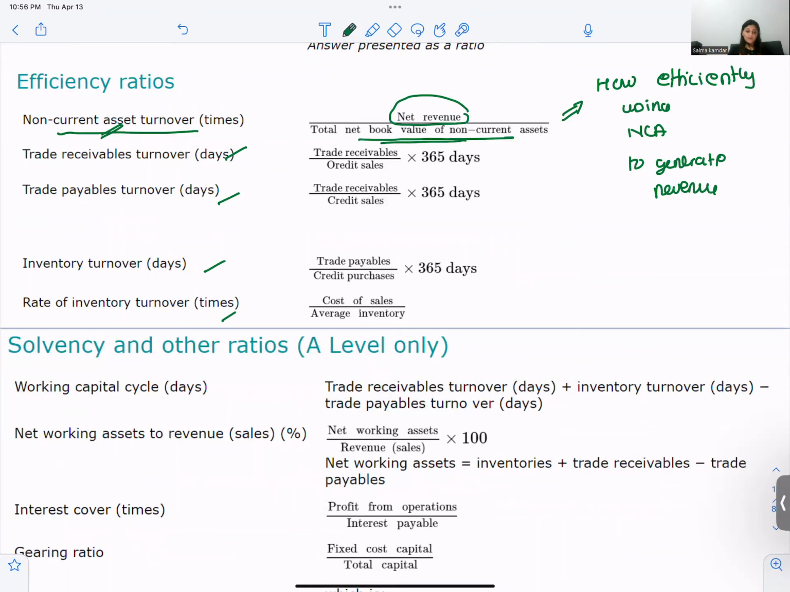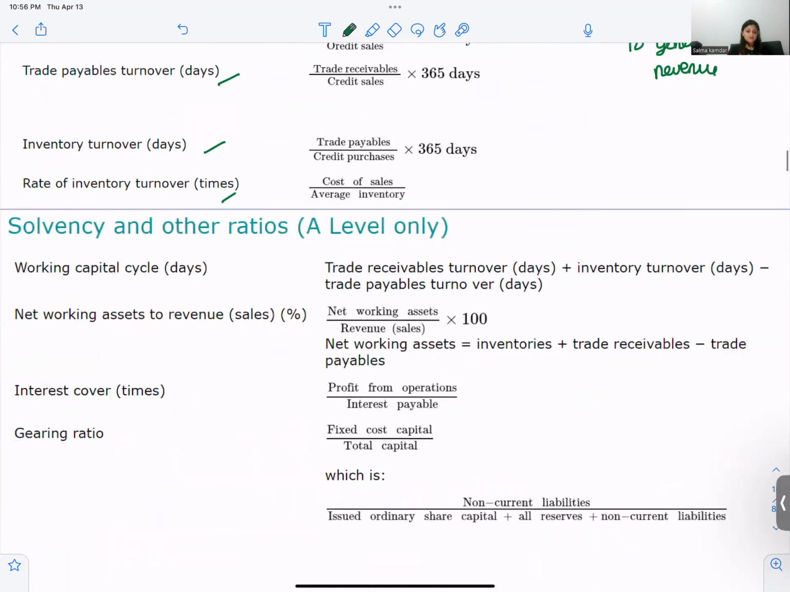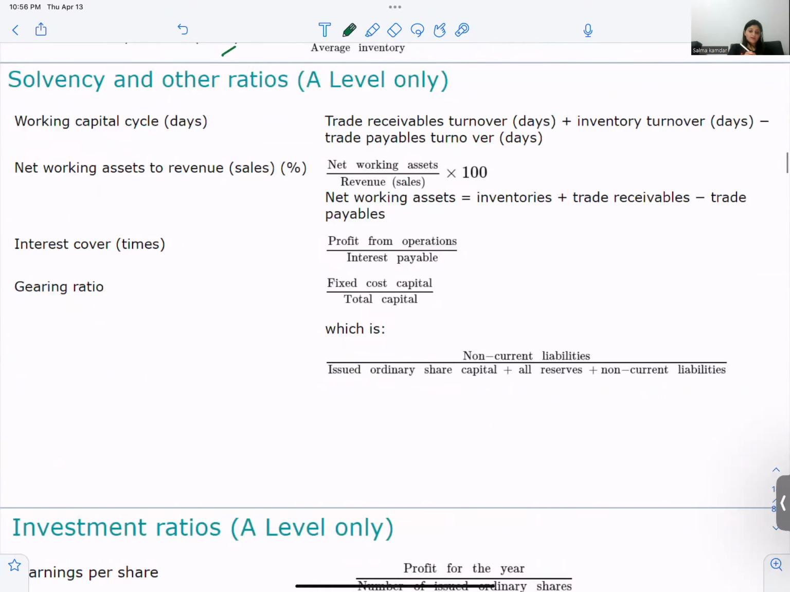Okay. Solvency ratio, the first solvency ratio, what is it? Working capital cycle. Okay, what is the formula for working capital cycle? Trade receivable turnover plus inventory minus trade payables.